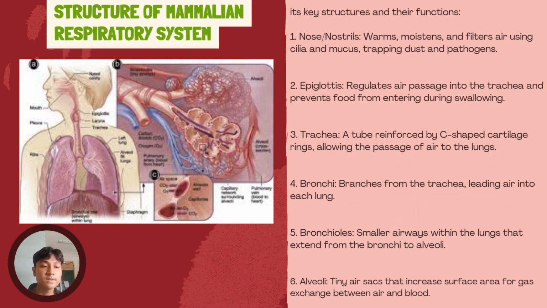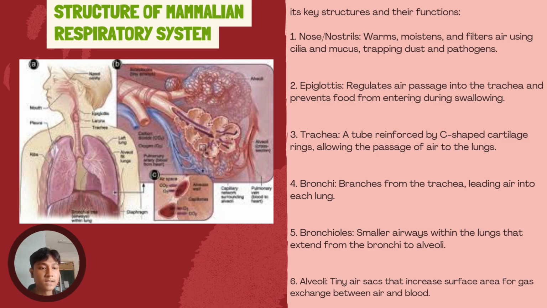Structure of mammalian respiratory system. Its key structures and their functions. First, nose or nostril. Warms, moistens, and filters air using cilia and mucus, trapping dust and pathogens. Second, epiglottis regulates air passage into the trachea and prevents food from entering during swallowing.